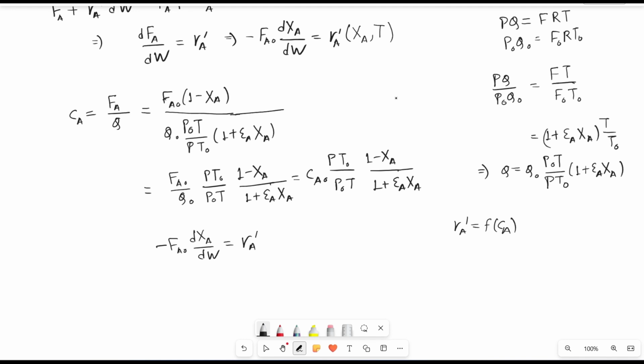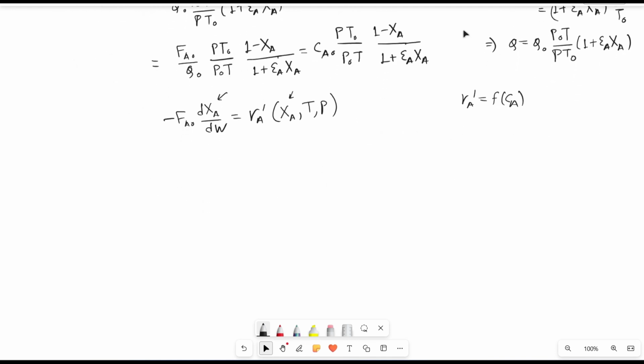Now this function has a pressure term, a temperature term, and a conversion term. So Ra will be dependent on Xa, temperature and pressure. So we got a differential equation relating conversion Xa, but we have no equation in terms of temperature and pressure. Now for pressure, we can do a momentum balance across the packed bed reactor, or we can also use the Ergun equation.